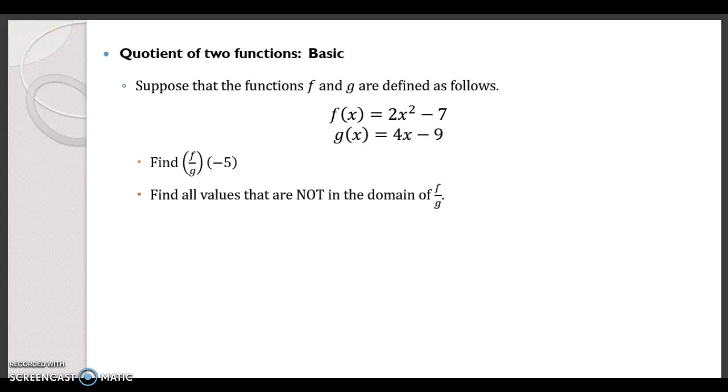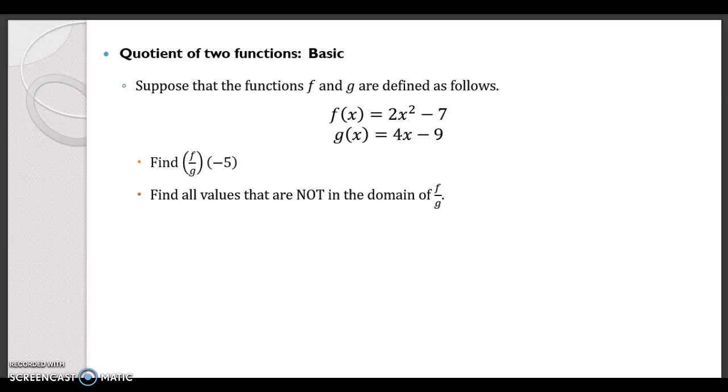Hey everybody, this video is going to go over the topic quotient of two functions basic. So let's suppose we have the functions f and g defined below. Find f divided by g of -5, or the quotient of f over g of -5. So what does this mean? Well, we need to take our function f and put it on top of our function g. But there are some things we need to be careful of, so let's go over those as well.